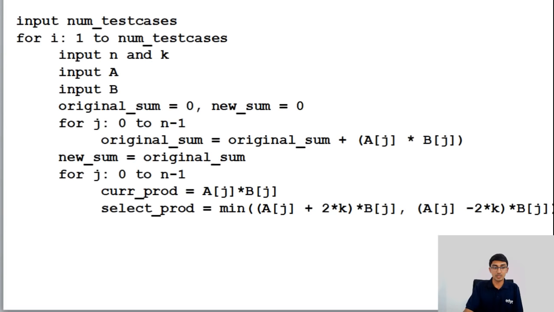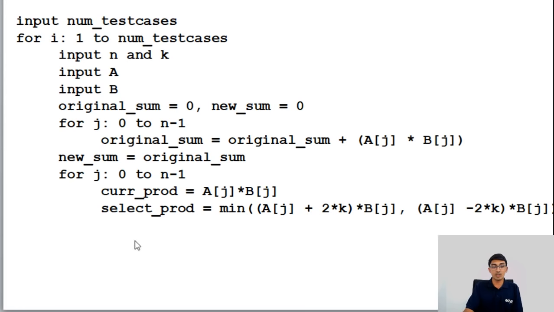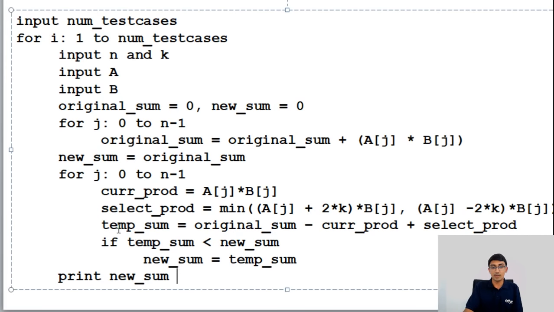Okay. So coming back to the pseudocode, we will take two cases: attack this current element and increase by 2k, or attack it and decrease it by 2k, and choose the minimum product of both of these. Once we know the minimum product, which is stored in select_prod, we are going to ignore this part for now, but this part will store this into a variable called temp sum.